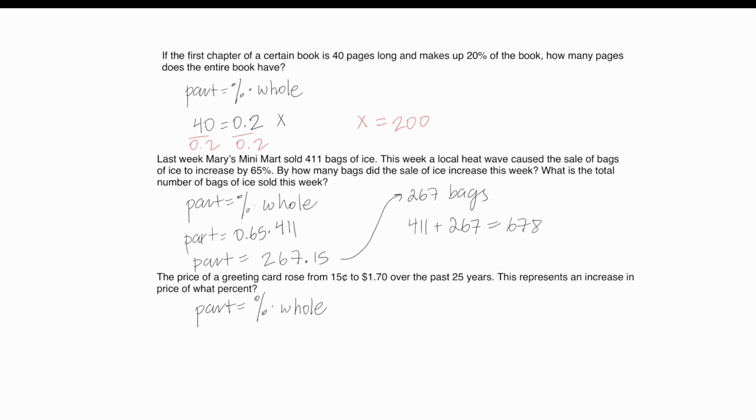This represents the increase in price of what percent? I'm going to start with the whole. Remember, that is the number before anything happened, before the increase. And that number here is 15 cents. Because the increase was so significant and we went into dollars after 25 years, I'm going to write cents as decimals, so 0.15, that's 0.15 of a dollar for the whole. I don't have the percent, so that's an x.